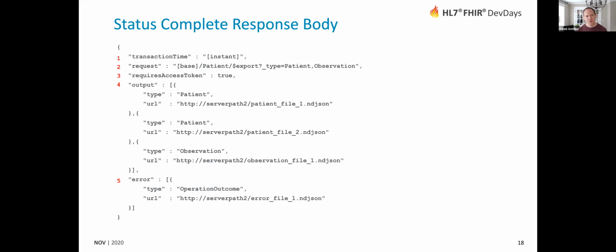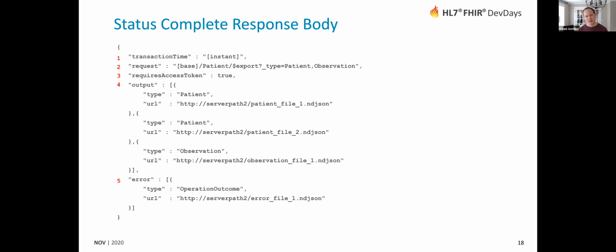Let's go through some of these fields. I put some numbers in red on the left margin there, so we'll jump through those one by one. The first thing that comes back in the response is a transaction time. This is the date or timestamp up to which the server is sending data.